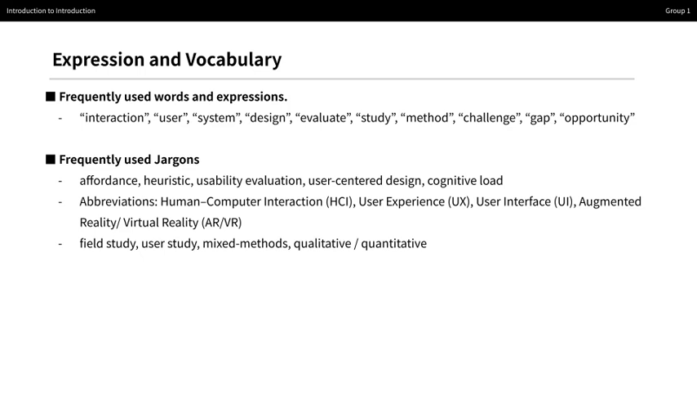Examples include affordance, heuristic, usability evaluation, user-centric design, and cognitive load. Abbreviations are also very common, such as HCI for human-computer interaction, UX for user experience, UI for user interface, and AR or VR for augmented and virtual reality. We also see terms that refer to methodologies such as field study, user study, mixed methods, qualitative and quantitative. These terms create a shared vocabulary among researchers in the field.